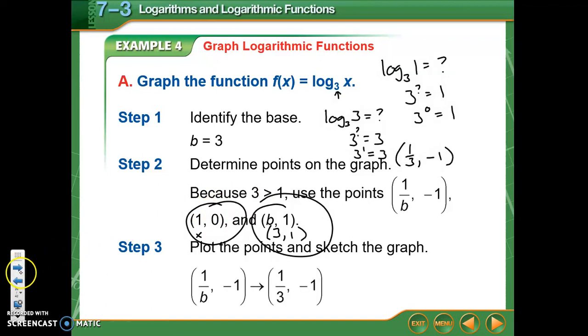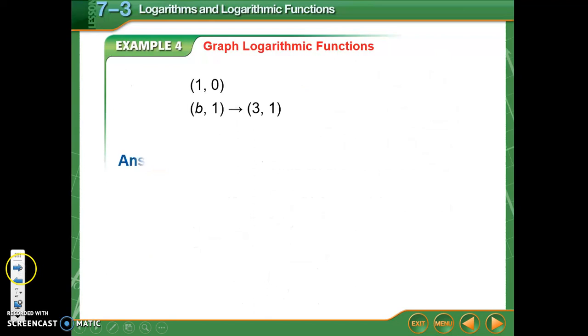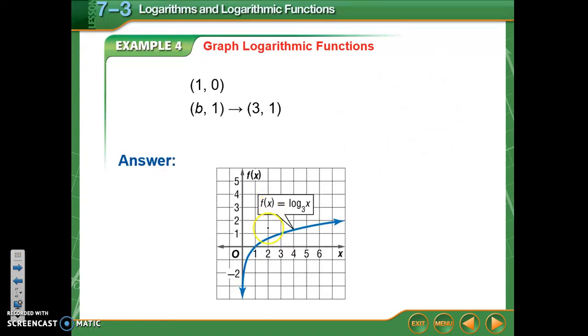Then we're just going to sketch our graph. And it looks like this. So if you notice, we have the point (1/3, -1), that's right here. We have the point (1, 0), and we have the point (3, 1). And then we use our knowledge of the logarithmic function. We know that the y-axis is an asymptote, so it gets infinitely close there, and then it continues to grow to the right at the same rate.